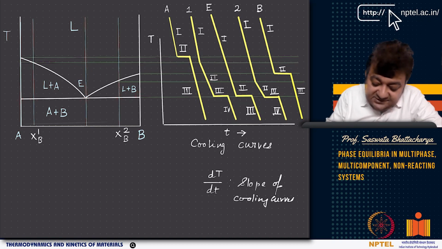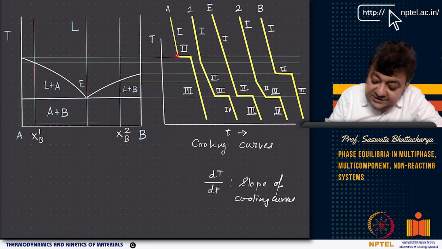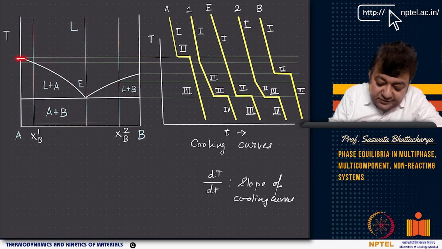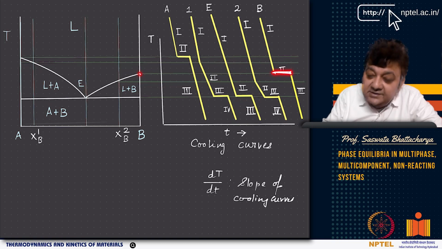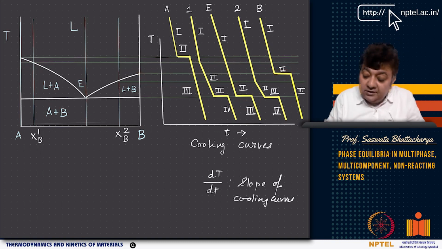So if you have these changes, you can immediately see that only for pure A there is no such change. For pure A you have liquid, then it just goes to solid. For pure A you see only one slope here, and this gives you the melting point, or freezing point, of pure A. Similarly for pure B you see only one horizontal change here.